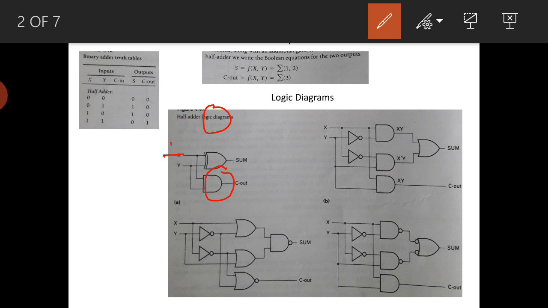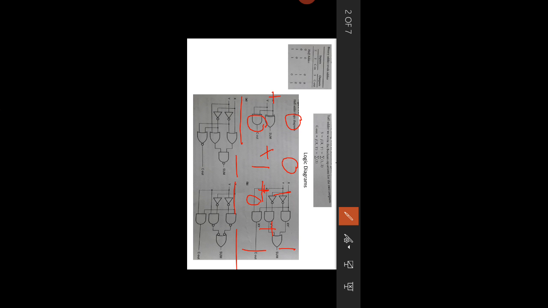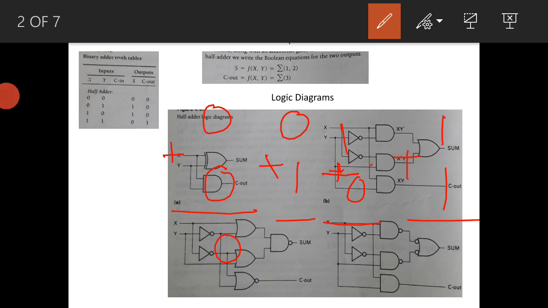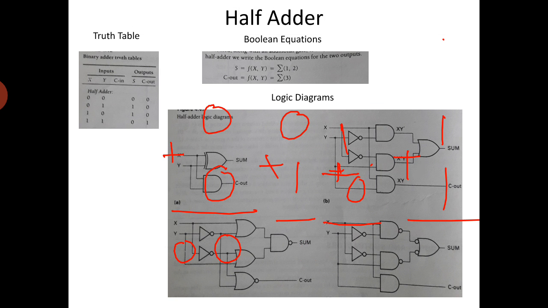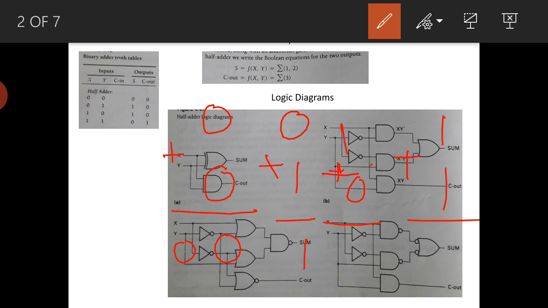This we call 1 bit binary addition: 0 plus 1, 1 plus 0, and 1 plus 1. For 0 plus 0, the sum is 0 and the carry is 0. Here the sum is 1, carry is 0, and here also the sum is 1, carry is 0. Here the sum is 0, carry is 1. So first we need to remember this.